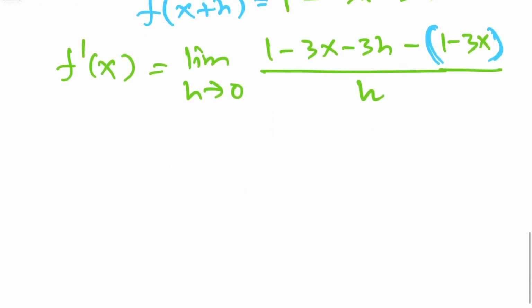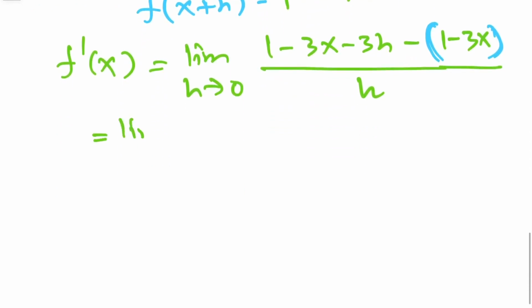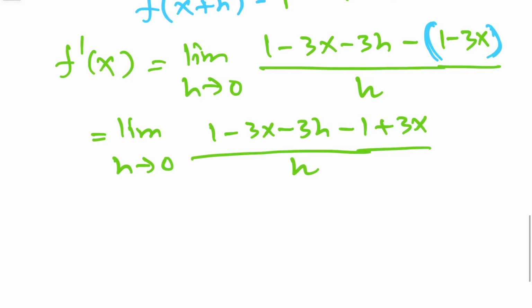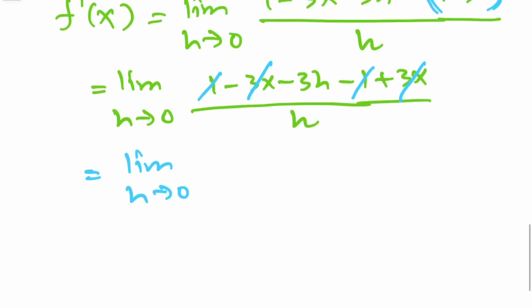Okay, all right, so now let's simplify. Limit as h approaches 0, 1 minus 3x minus 3h minus 1 plus 3x over h. So apply the distributive property. Positive 1 becomes negative 1. Negative 3x becomes positive 3x. Now the question is, can we simplify this a little bit more? Yes, we can. So 3x cancel out. Negative 1 cancel out.